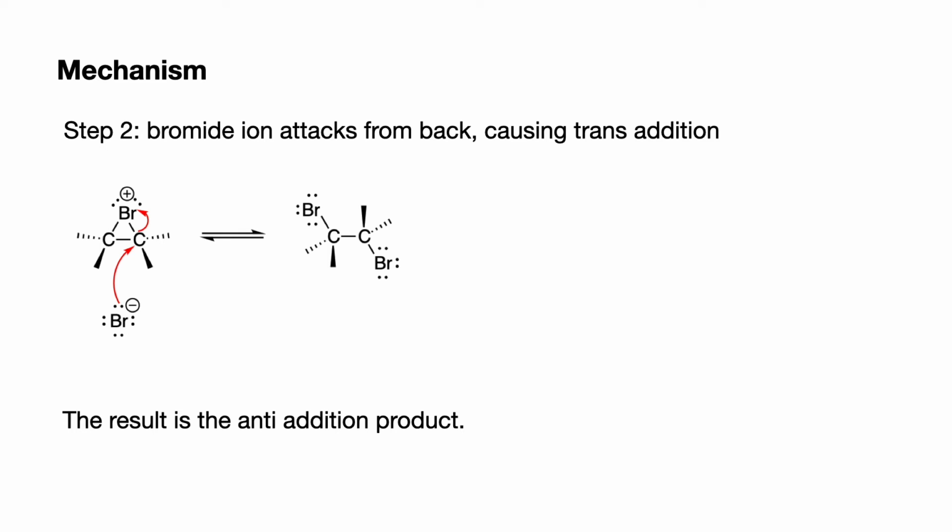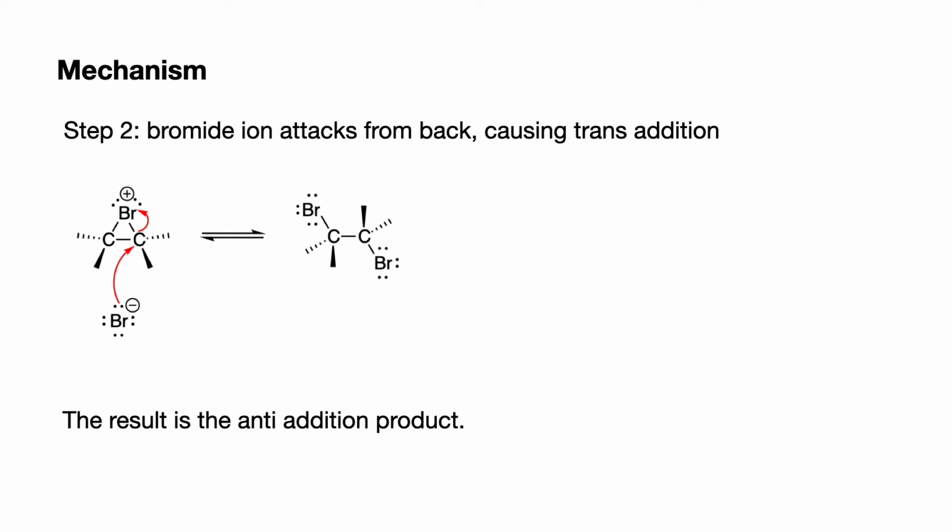So you can see the bromide attacked the bottom, pushing those electrons back onto the other bromine, so the left bromine is sticking up and the right bromine is sticking down. You could see how if the bromide anion were to attack the left carbon, then you would have the down bromine on the left carbon and the up bromine on the right carbon.